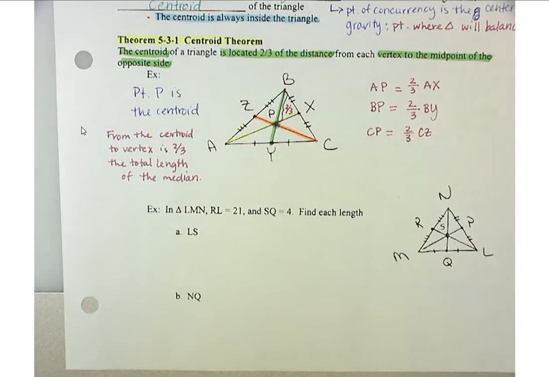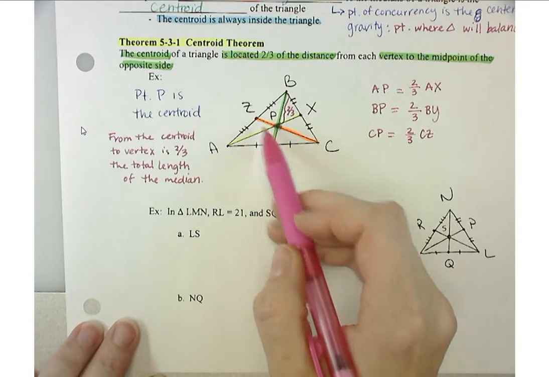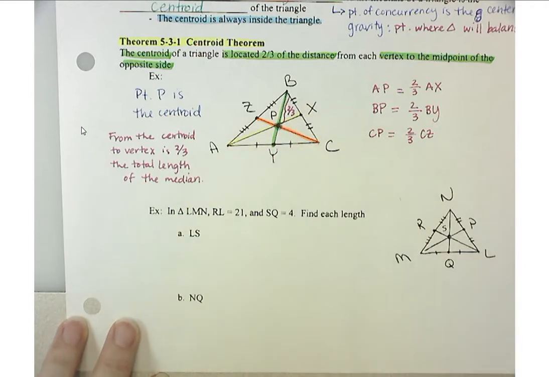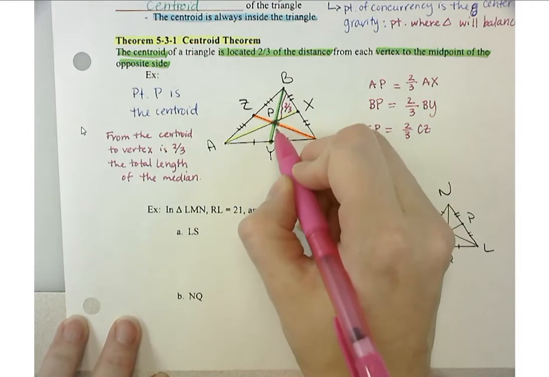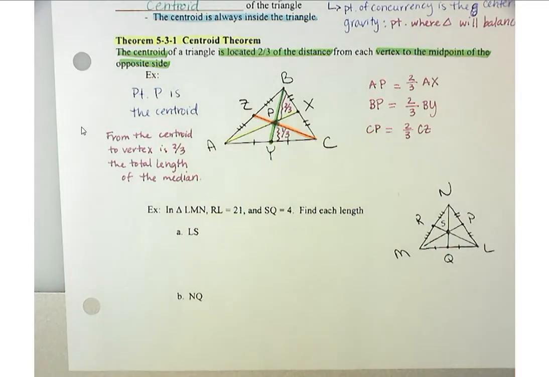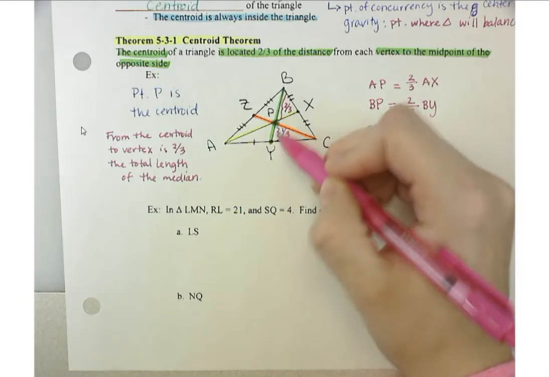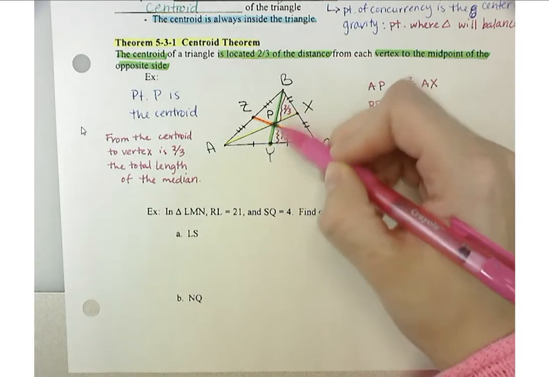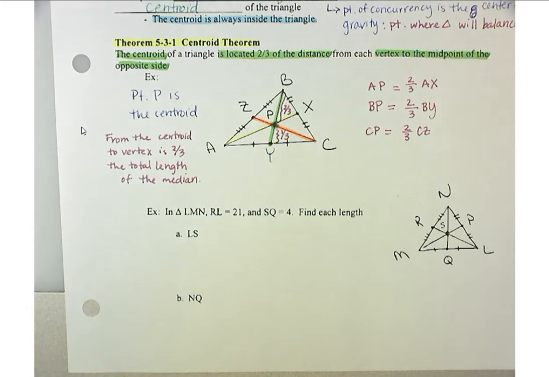All right, now, some of you may have already noticed if you have BP is 2/3, then what's PY? Then PY is going to be 1/3, right? Because together that would make 3/3, which is the whole. So that's something that you can also use, is that PY is 1/3 of the entire segment. Which means if this is 1/3 and this is 2/3, if I know this segment, I can do what to find BP? Multiply by 2, right? Because 1/3 times 2 is 2/3.